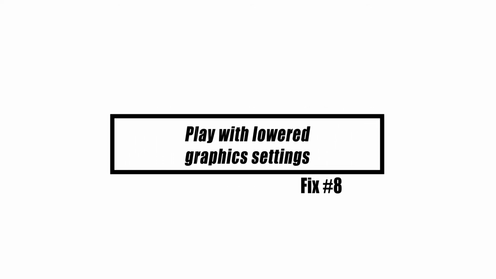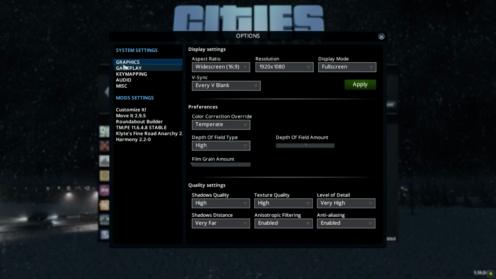Next, play with lower graphics settings. Cities Skylines may strain to operate if you're using an old PC that barely satisfies the minimum system requirements. Run Cities Skylines at reduced graphics settings to see whether that improves the situation and eliminates the crashing issue.